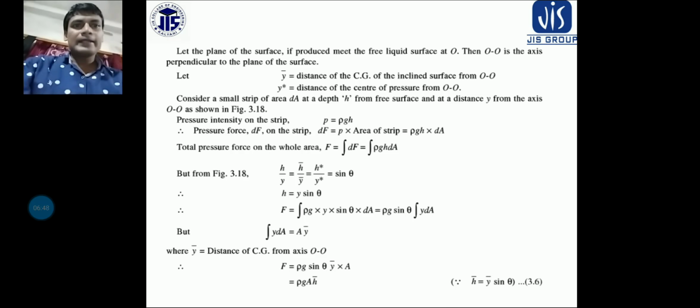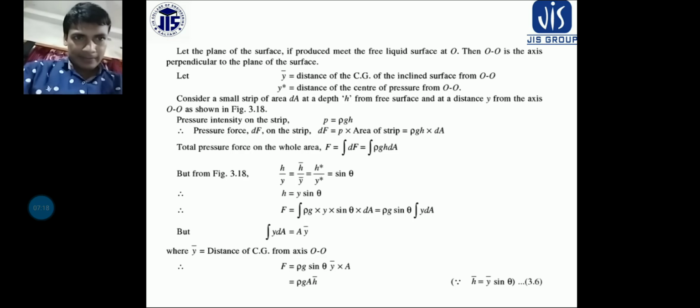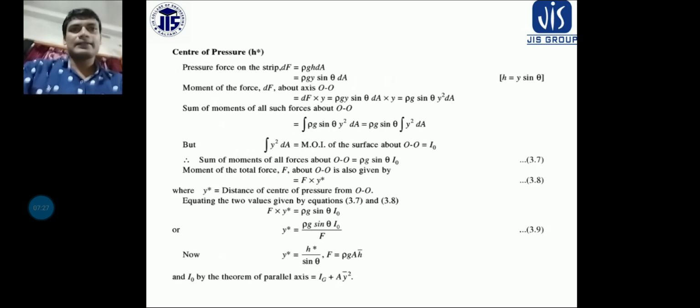So y into dA is your A into y bar, that means area into distance from the center of gravity from the reference plane OO. Now y bar is the distance of CG from reference plane O, and F is equal to what, rho g sine theta y bar into A. Is it clear? So rho g into area into h bar, it can be written because h bar is equal to y sine theta. So that is why F is equal to rho g A h bar. I hope it is clear.